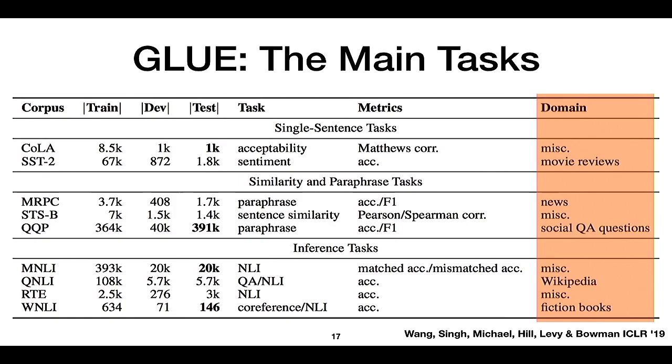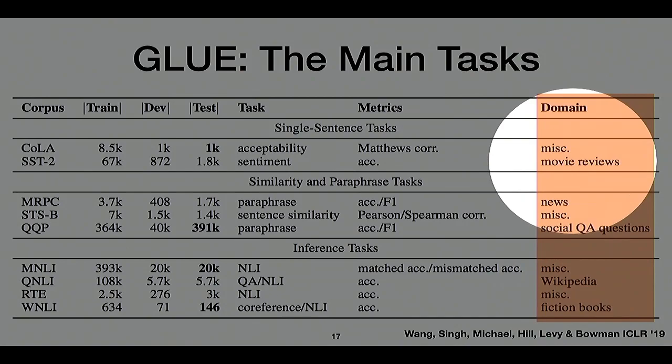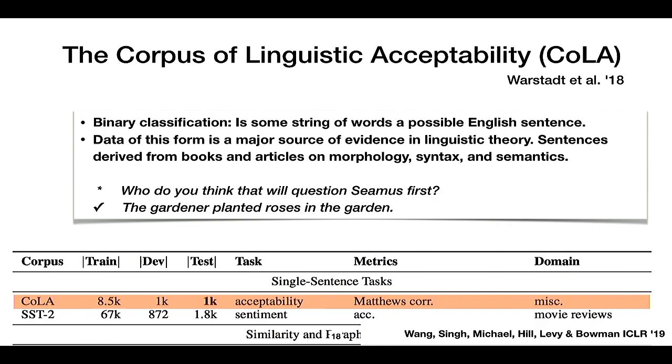And then looking at domain, we have single genre tasks using Quora data. This is community question answering, social media question answering, fiction books, Wikipedia. And then several of these miscellaneous or multi-domain data sets include transcribed speech as well. We think that's a reasonably broad range. Let me give just a couple examples of what these tasks look like. CoLA, this is one from our group at NYU, is a binary classification task where you have to decide if a string of words forms a possible English sentence. This is our most syntax or structure-oriented task.